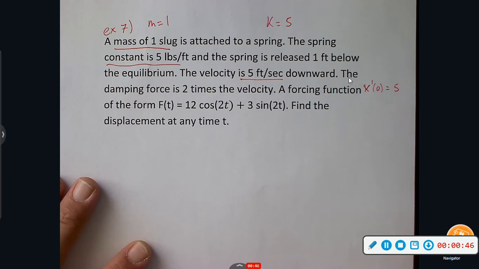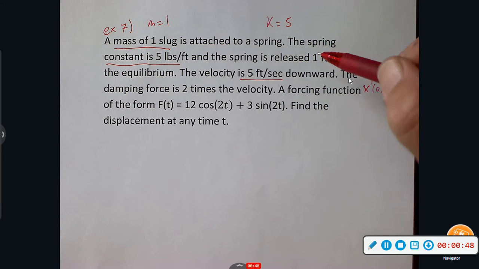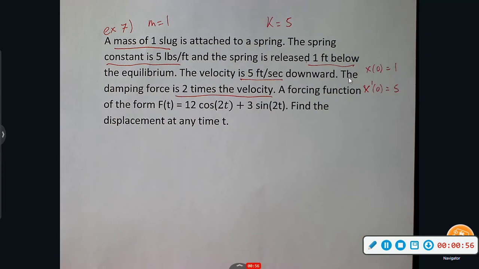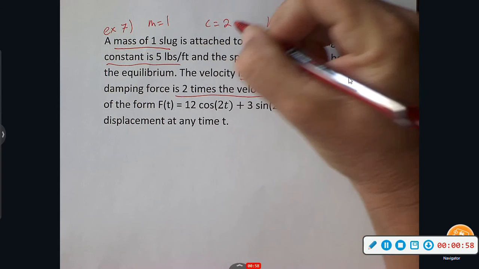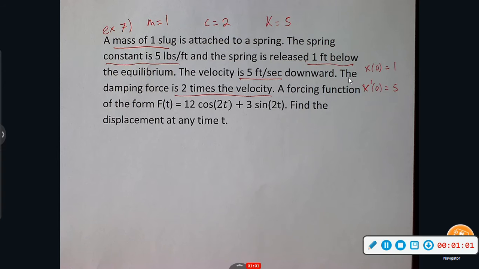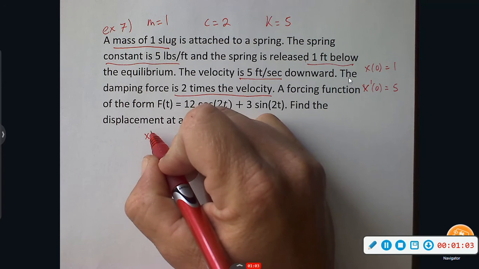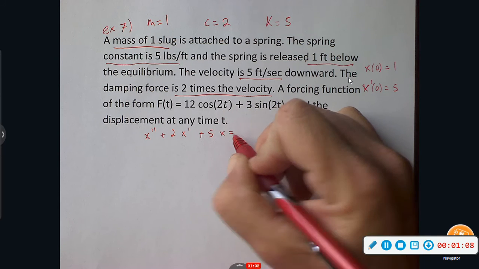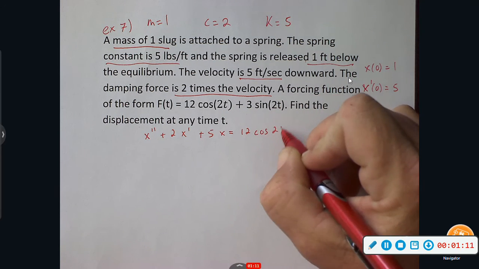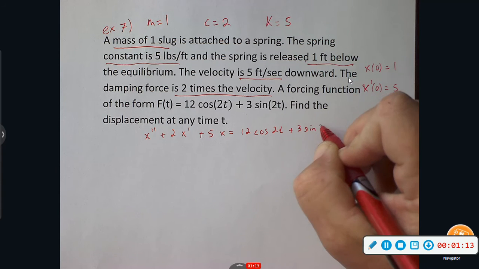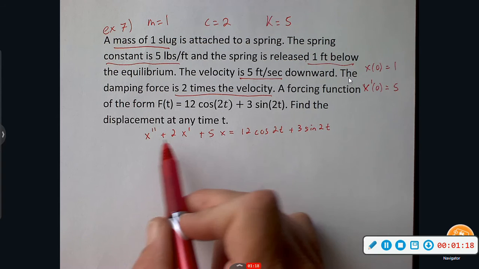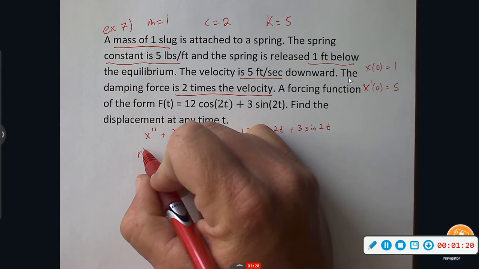The initial position, it's released 1 foot below the equilibrium. The dampening force is 2 times the velocity. And we're ready to write our equation. All right, so we have our differential equation. We'll need to solve the right-hand side, left-hand side.